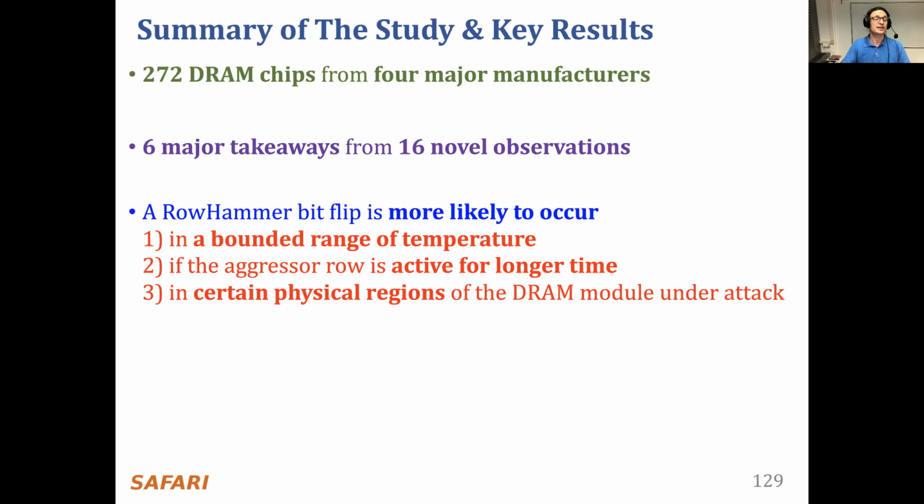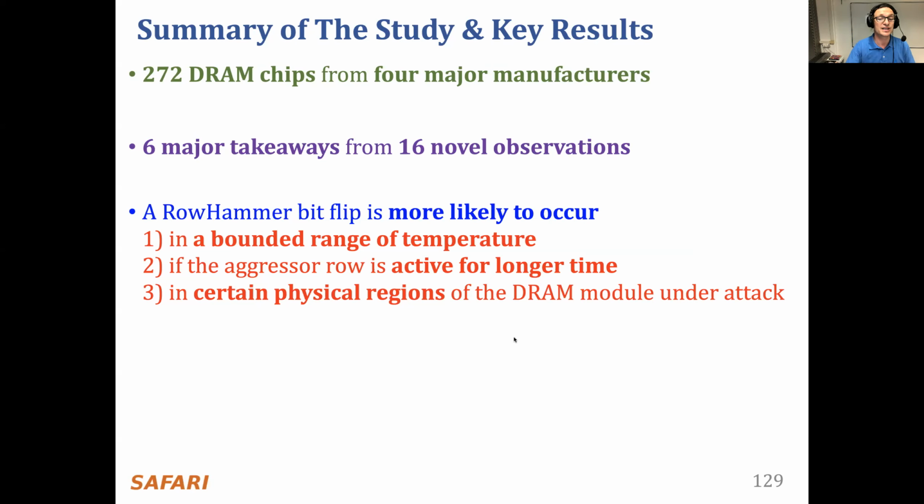Basically, we have more than 270 chips, and we have 6 major takeaways and more low-level observations than that. We find that RowHammer bit flips are more likely to occur in a bounded range of temperature. Different cells have different vulnerability temperatures, basically. And if you really want to exercise RowHammer, you need to do exhaustive testing across a very different temperature range to really understand this. If the aggressor row is active for a longer time, you get more RowHammer bit flips. This is counterintuitive, but it's an interesting effect. It's also called the RAS-Klauber effect, for example.